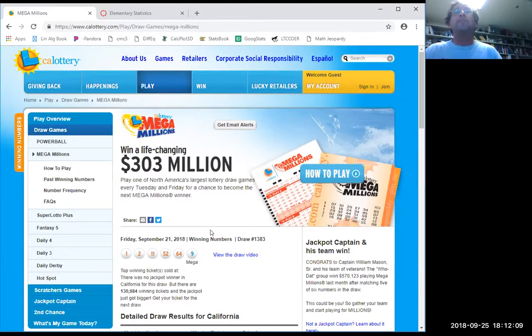There's a few different games you can play in California. And, oh, by the way, a couple years ago, I wasn't even allowed to win the lottery. It'd be against the law. But now I can win. So I'm going to try.